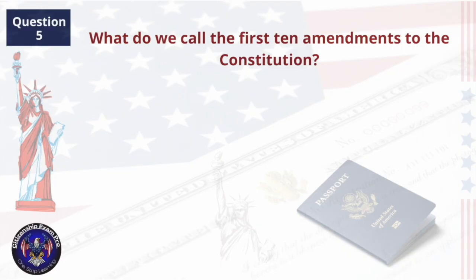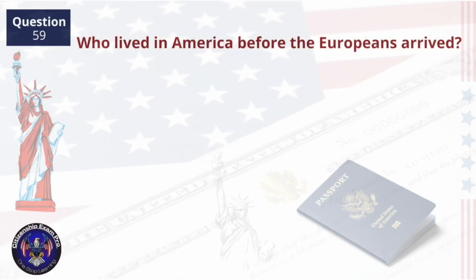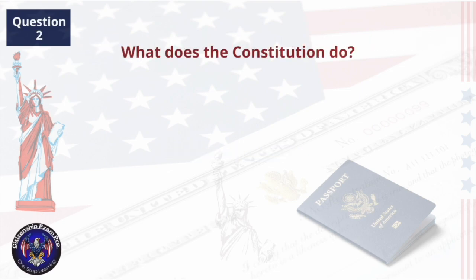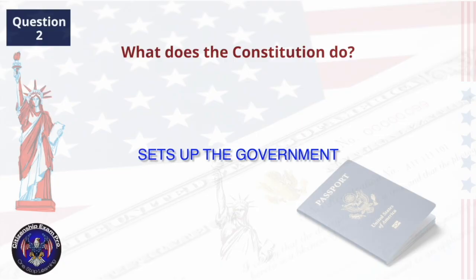What do we call the first 10 amendments to the Constitution? The Bill of Rights. Who lived in America before the Europeans arrived? American Indians. What does the Constitution do? Sets up the government.